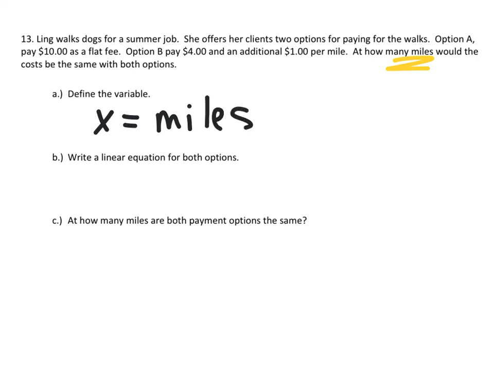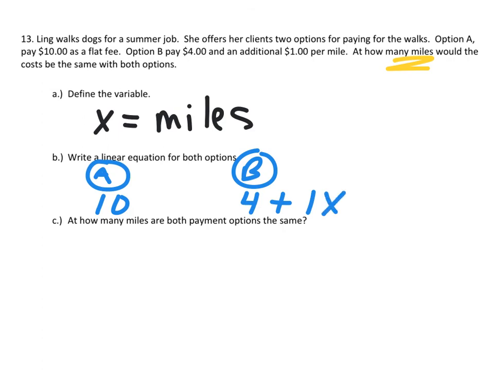So to write a linear equation for this, I would do option A. Option A is just $10. Option B is $4 plus $1 for every mile, and we're using x as our variable for miles. We want to know when these are going to be equal to each other. So this would be our two-step equation. So let's go ahead and solve it.